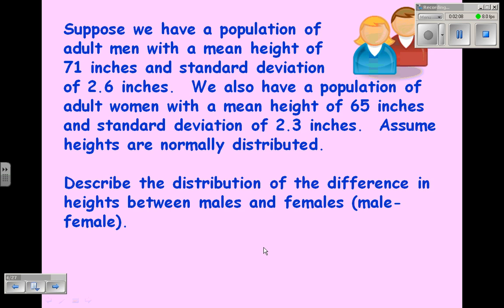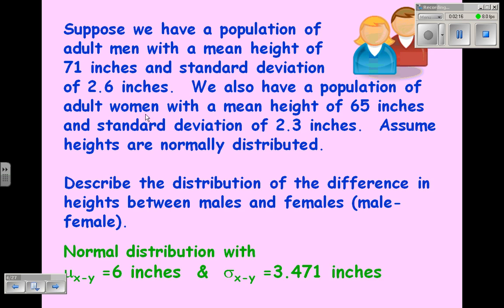We're talking about describing distributions: what's the center, is there anything unusual, what's the spread, and what's the shape going on here. In this case, this is a normal distribution because both the men's heights and the women's heights were normal. Therefore, the combined distribution would be normal. We would subtract to find the mean, so 71 minus 65 gives you a mean of 6 inches. And we would use the square formula to find the standard deviation. So 2.6 squared plus 2.3 squared, take the square root of that, and we get 3.471. That's how we find the standard deviation of the differences in the heights.